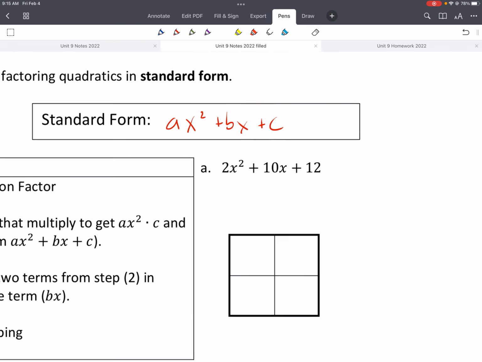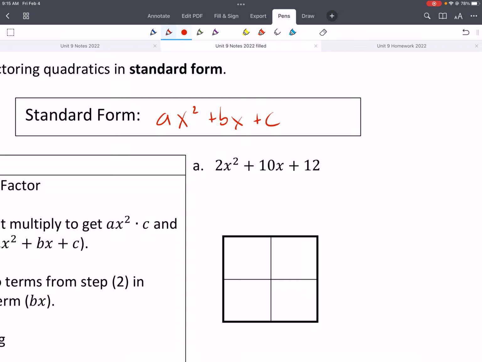All of these problems are in standard form. That's ax squared plus bx plus c, where like this example, a is 2 and b is 10 and c is 12. So a, b, and c are always just numbers, the coefficients. Okay. So here we want to go through this process again.